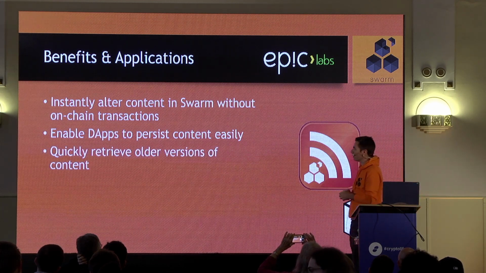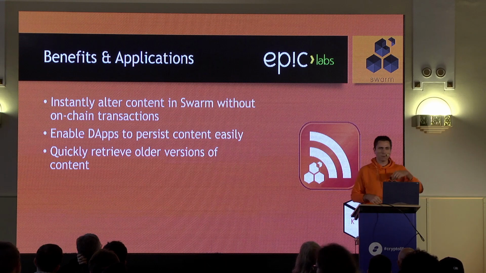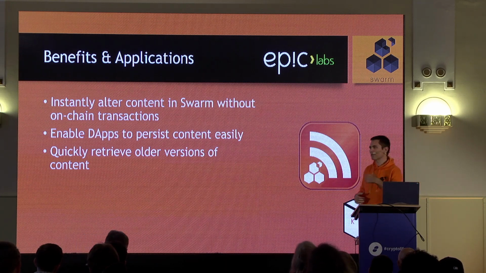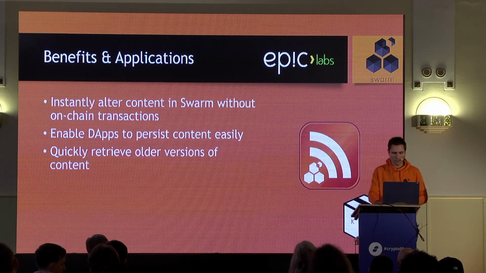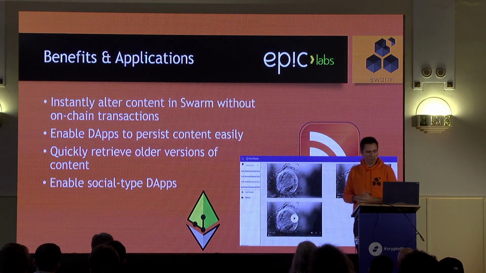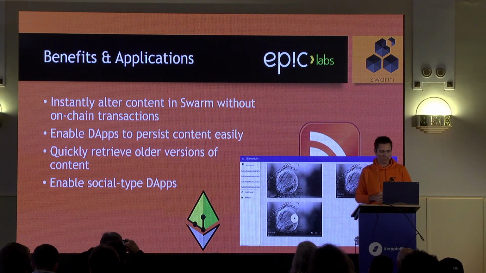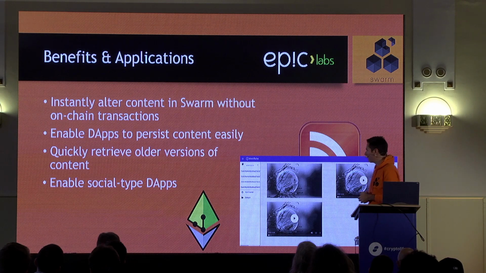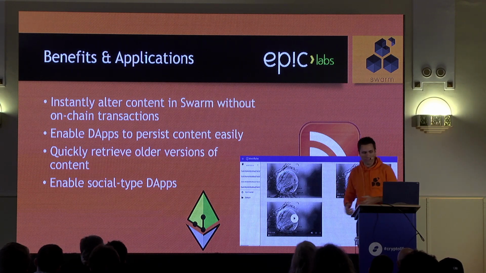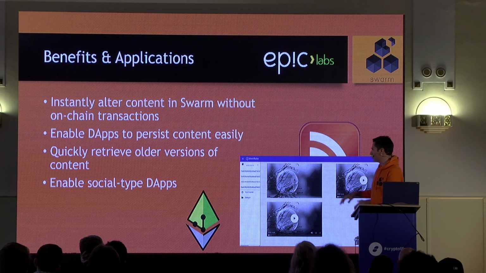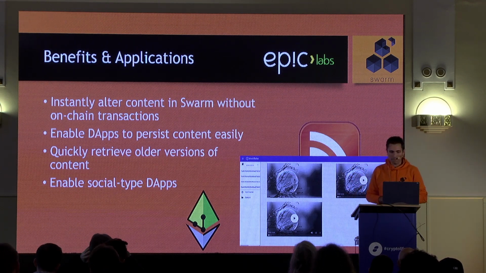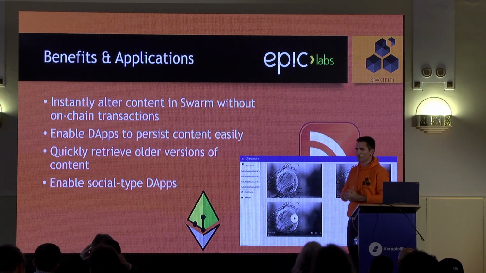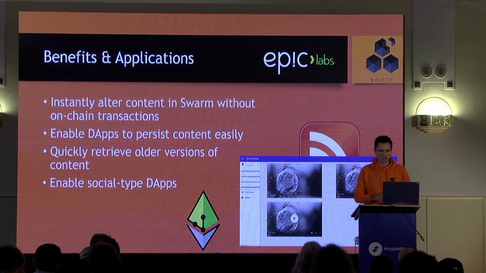You can also quickly retrieve older versions of content. You just need to say, okay, I want this feed as if it was 3 days ago, for example, and you'll get the value. And it also enables social type decentralized applications, like, for example, unstoppable chat. Or additionally, Ethergit is completely based on this. And also we're working as a proof of concept on some sort of decentralized YouTube. But it binds well with this type of social applications.